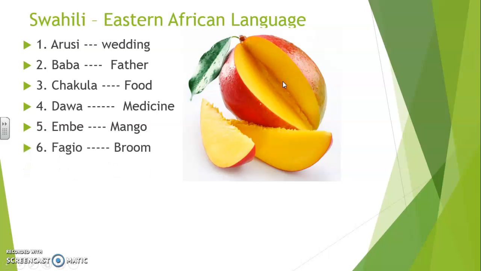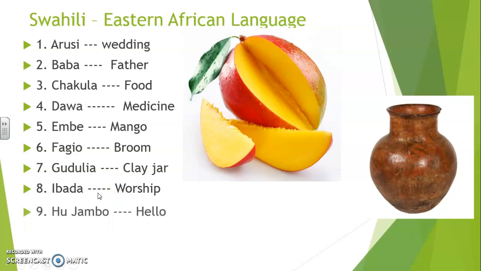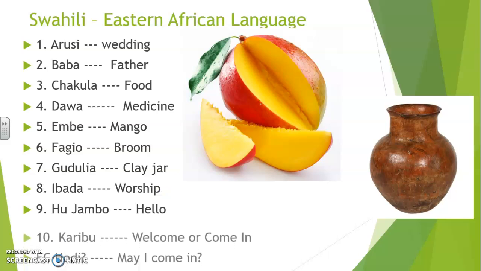If you want to sweep the floor, you need a fagio, a broom. A clay jar, which they use to carry water and a lot of other items, kudulia. To go worship, like we worship God, ibada. If you want to say hello to somebody, Bujjamma. Maybe say that to one of your classmates today. Bujjamma, when you see him for the first time.